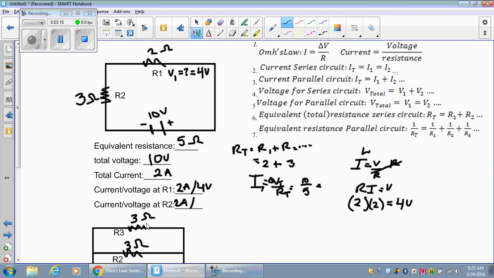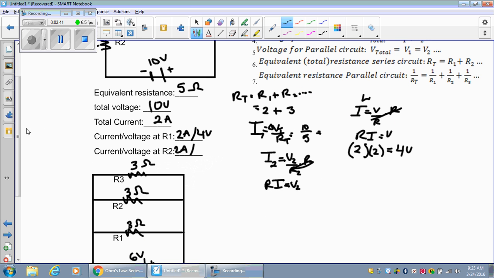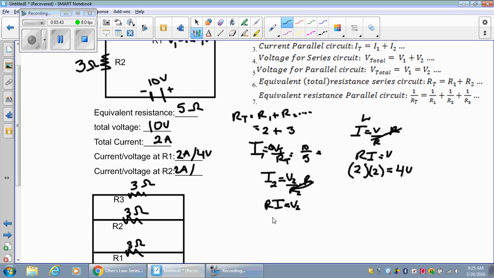Okay, current and voltage at R2, so we say it's 2 amps. Let's do the voltage there. So voltage 2, resistance 2. Notice how I'm using subscripts. How do I get rid of the R2? Times R2, right? Okay, R times I equals V2. All right, what do we got here? So our resistance at resistor 2 is 3 ohms times our current, which is 2. And that gets us 6 volts.